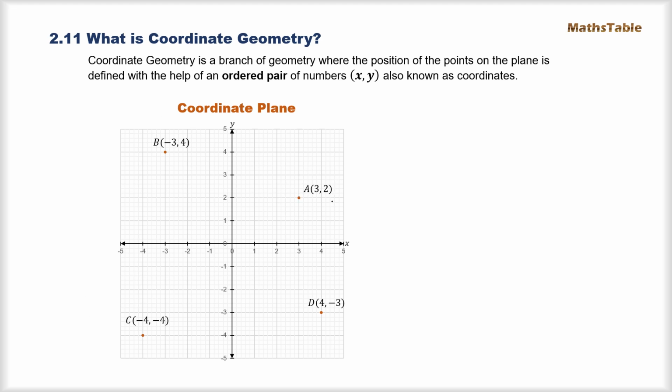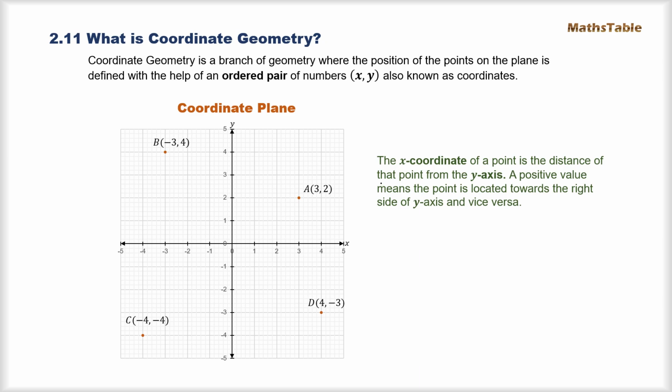If we take the first point A, for example, we can see that this point A is defined by two coordinates, 3 and 2. Now what is the meaning of these coordinates? The first one, 3, is called the x coordinate of A, and this x coordinate means the distance of that point from the y-axis. So if its value is 3, it means that this point is 1, 2, and 3 units away from the y-axis. And a positive sign of this value indicates that this distance 3 is towards the right side of the y-axis.